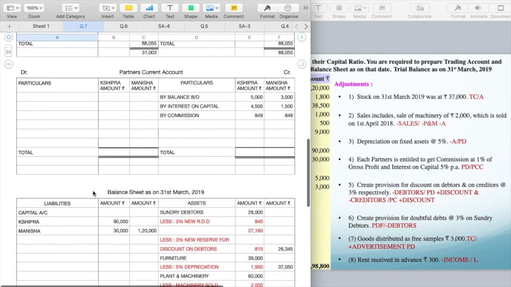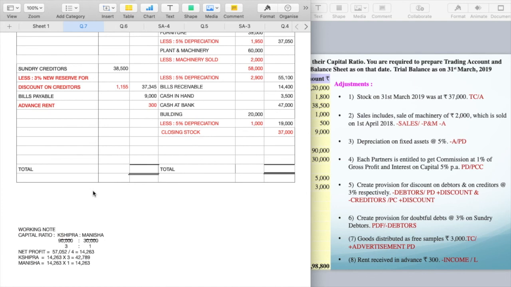Now in the question, profit sharing ratio was given as capital ratio. That means on the basis of the capital we are supposed to calculate the profit sharing ratio. So I have done a small working note over here. 90,000, 30,000 is the capital. So cancel the common 4 zeros. So remaining value will be 9:3. So this can be further divided. 3 ones are 3 and 3 threes are 9. Now this cannot be divided further. So 3:1 is the profit sharing ratio.